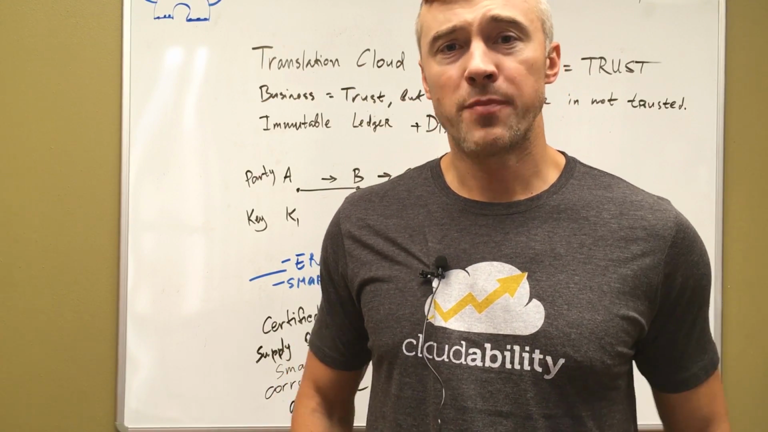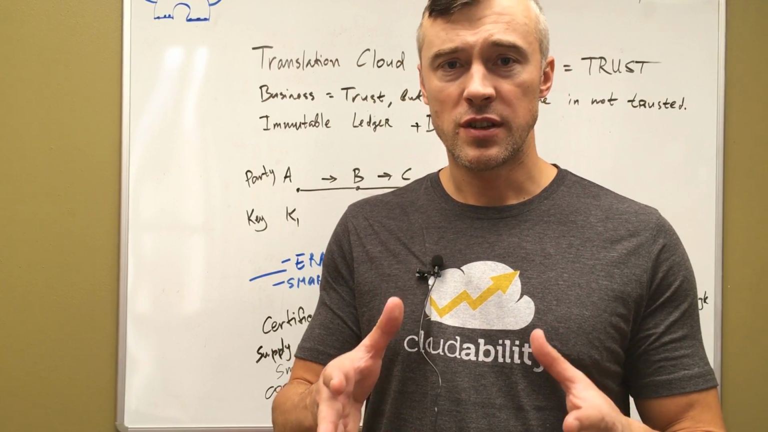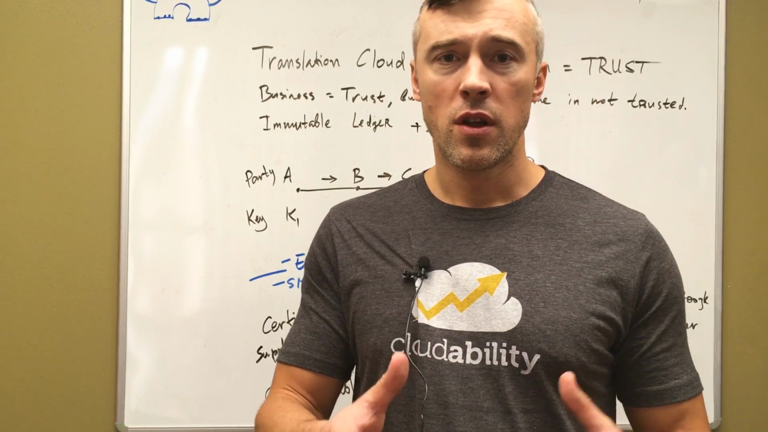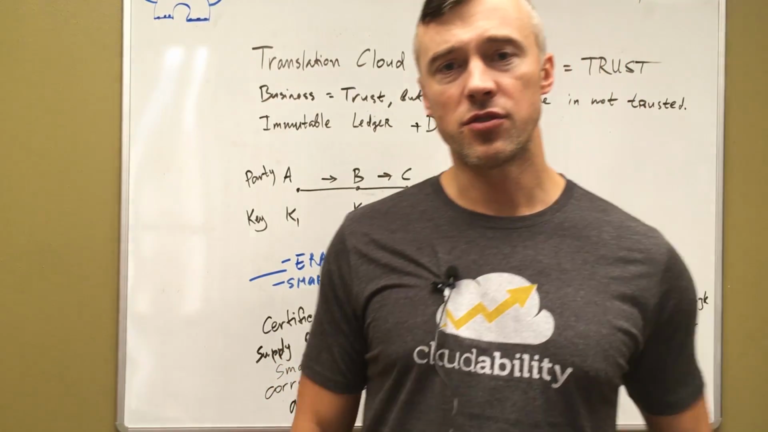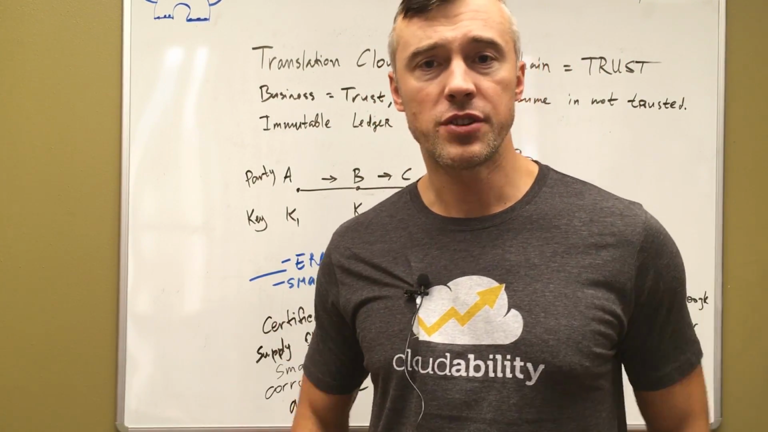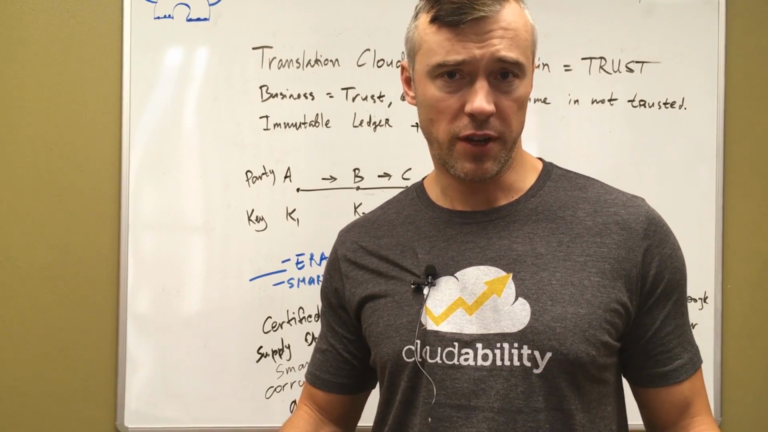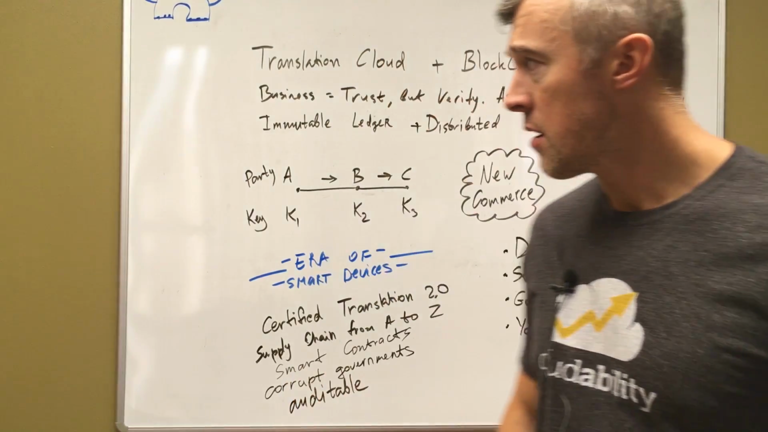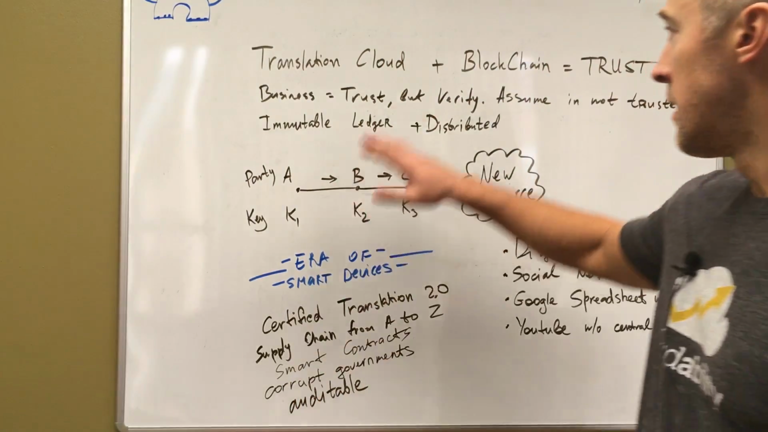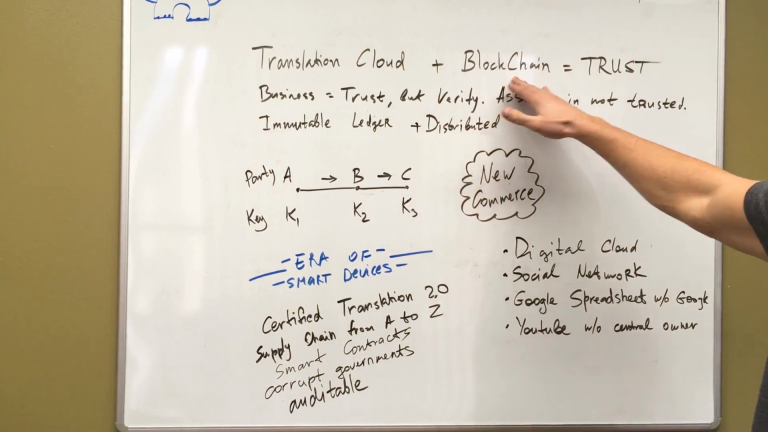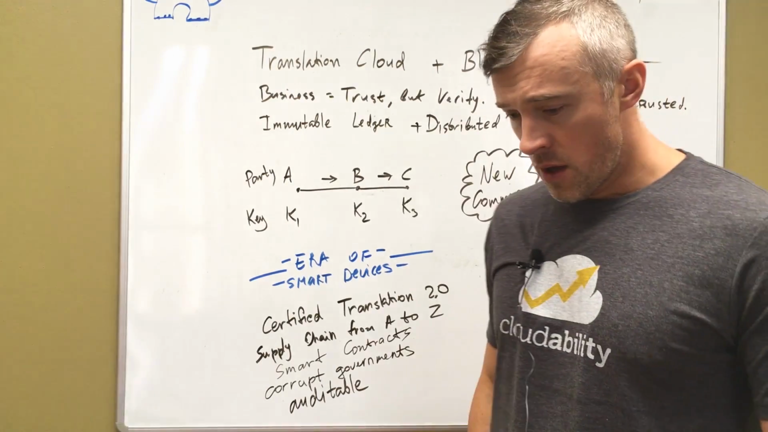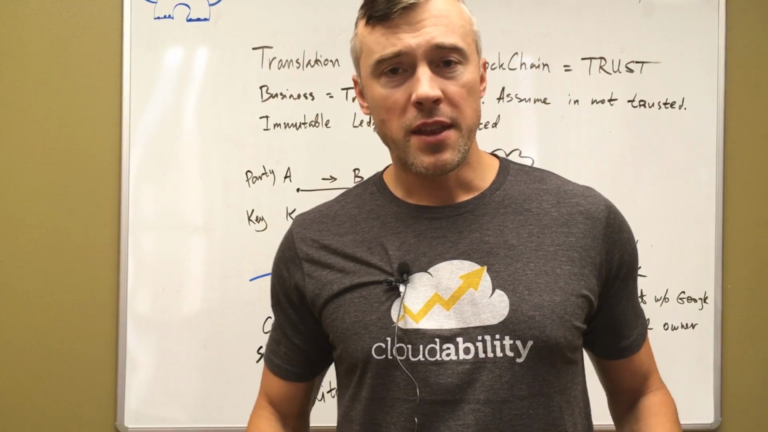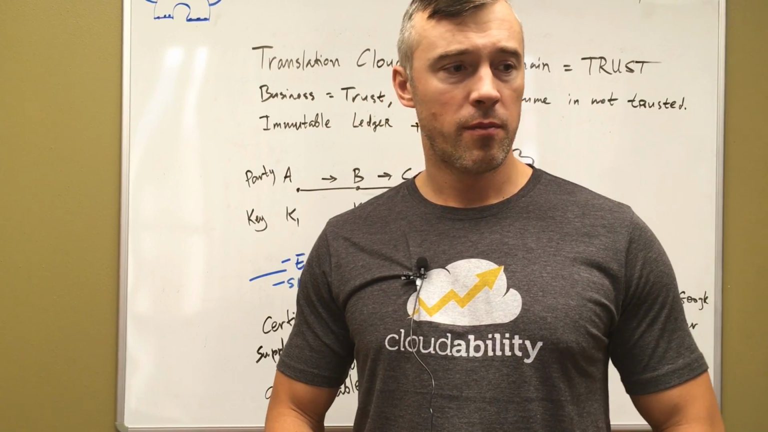In general, it's hard to anticipate the future, but the internet, just like the steam engine or manufacturing, has transformed industry. And the new wave of innovation is the blockchain. That's how we look at it in Translation Cloud. So what I wrote on the board is Translation Cloud plus blockchain equals trust. Why is trust the main keyword of the blockchain?